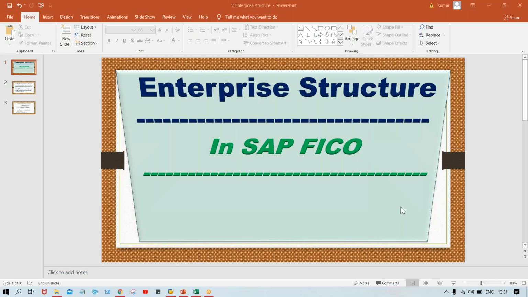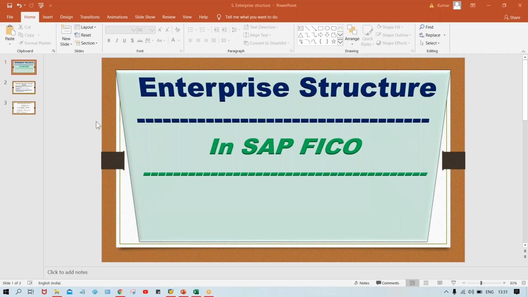Hello guys, welcome back. In this session we are going to learn enterprise structure. We'll see what this enterprise structure is and what configurations we are going to do, and from this session onwards the practical sessions are going to start. First I'll explain theoretically what enterprise structure is, and then we'll do the practical. In the sense, practically we are going to set up and configure these things.